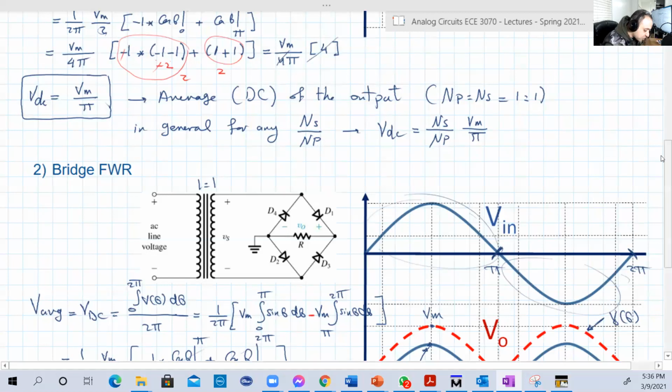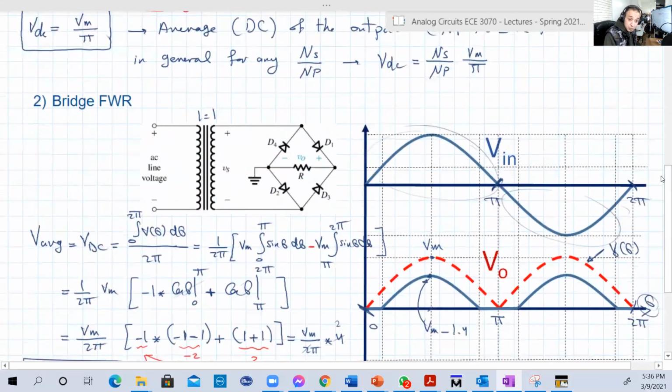Okay, guys, so this was basically how to calculate the DC output in the full wave rectifiers that we studied, the bridge and the center tap, and see you in the next video.